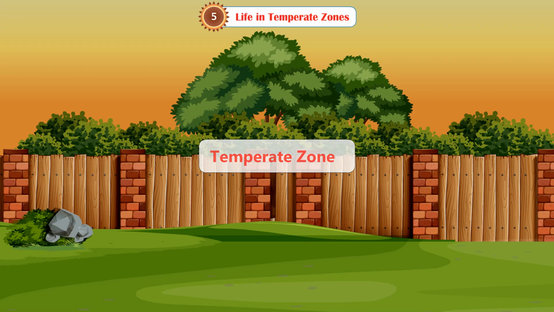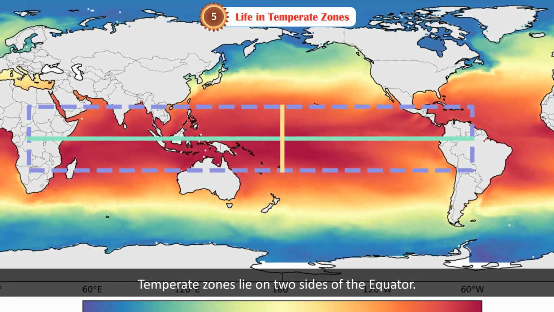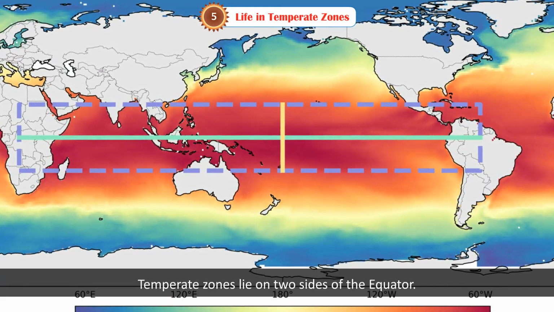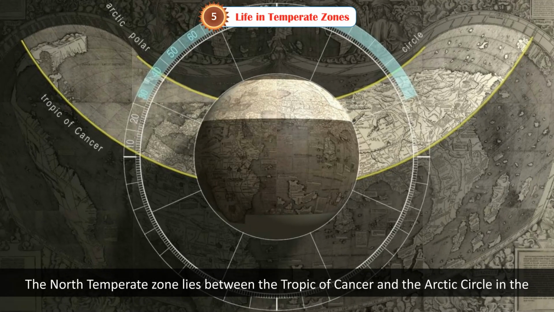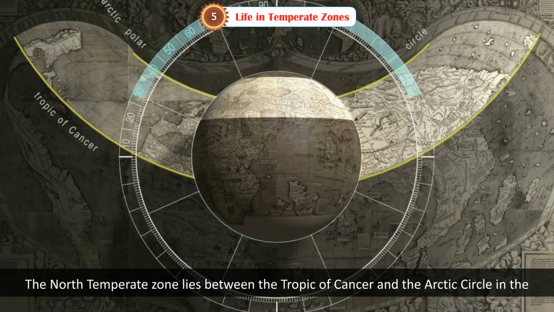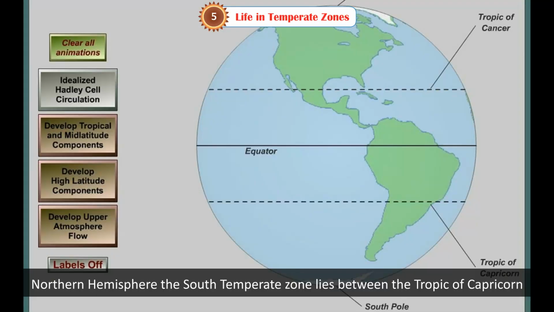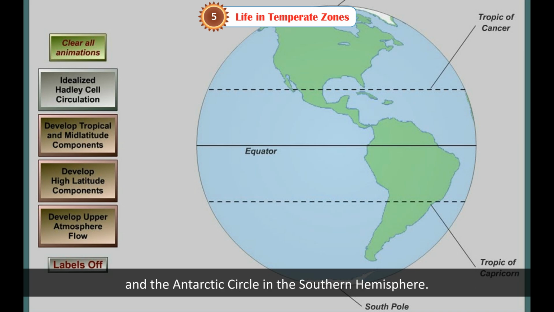Temperate zone. Temperate zones lie on two sides of the equator. The North Temperate Zone lies between the Tropic of Cancer and the Arctic Circle in the Northern Hemisphere. The South Temperate Zone lies between the Tropic of Capricorn and the Antarctic Circle in the Southern Hemisphere.